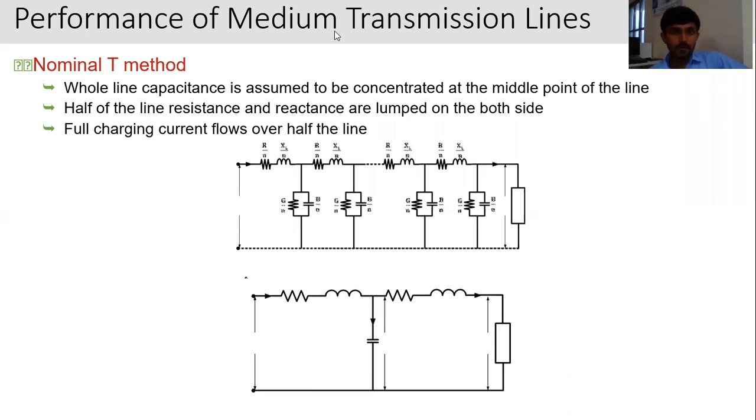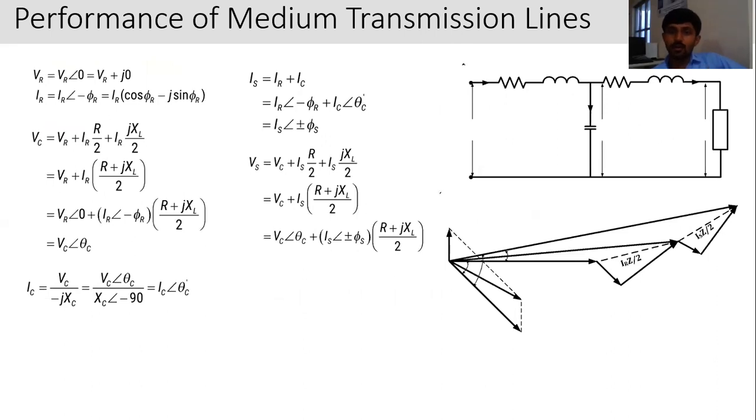Half of the full charging current flows through only this part, whereas in the previous method the full charging current flowed through this part. So one advantage here is that the full charging current flows through only half of the transmission line. Now we will derive the equations for finding the parameters of the medium transmission line in the T method.